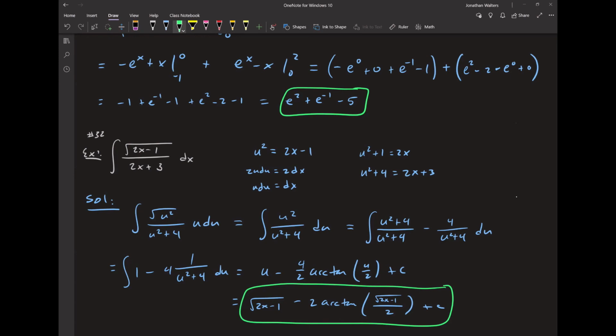So that was a little tricky. That one's probably the trickiest, well, I wouldn't say I've ever done in the class, but it's one of the trickier ones I've ever done in a Calc 2 class.